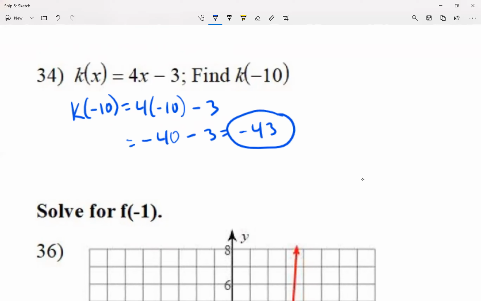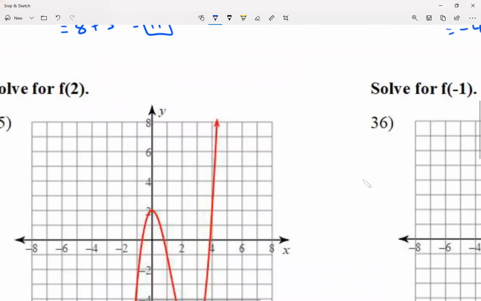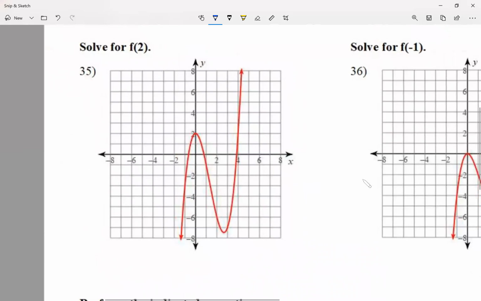Then we also looked at graphs. Let's take a look at number 35. The graph is given, but I want you to solve for f of 2. So I look at my x-axis, and I look for 2. I want to find the point where this x of 2 crosses my graph. So I see it crosses right here. The coordinates of that point are 2, negative 6.